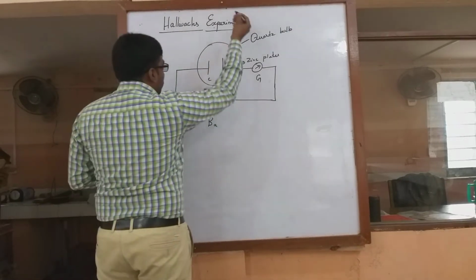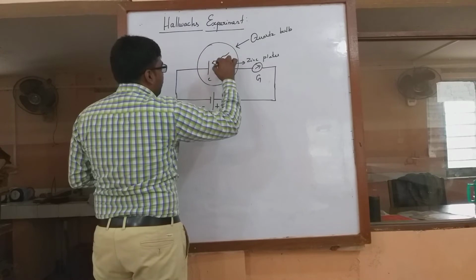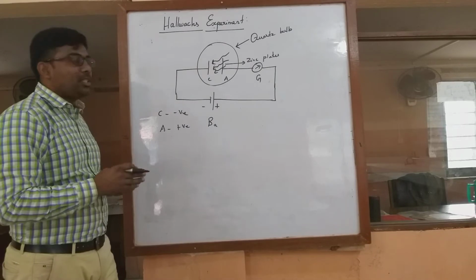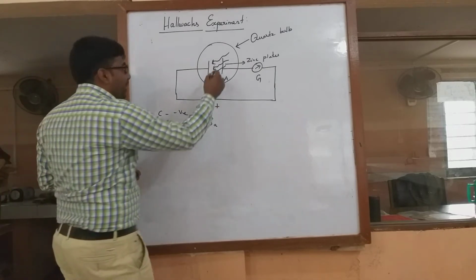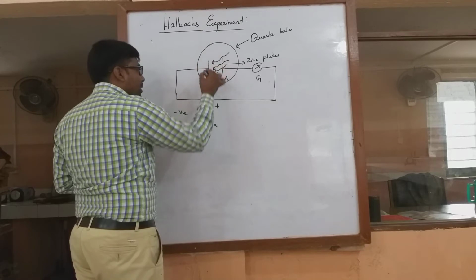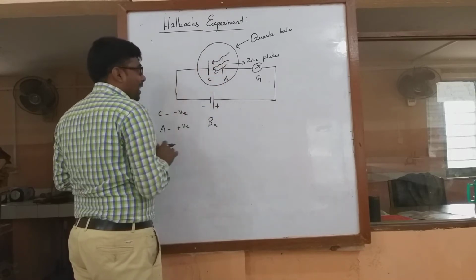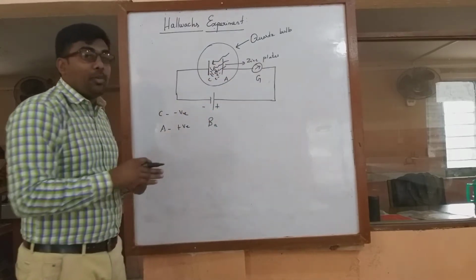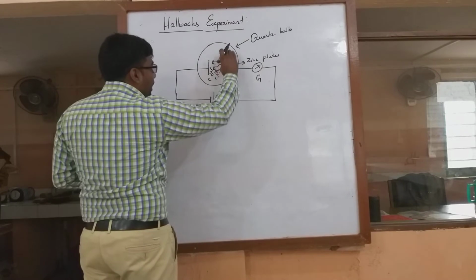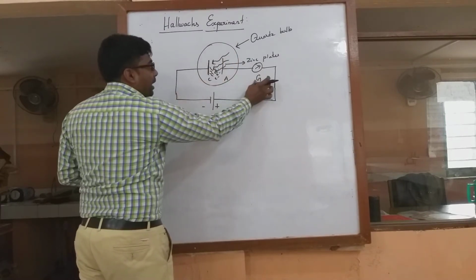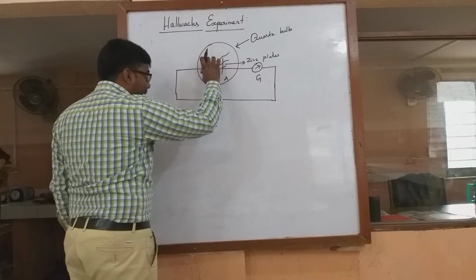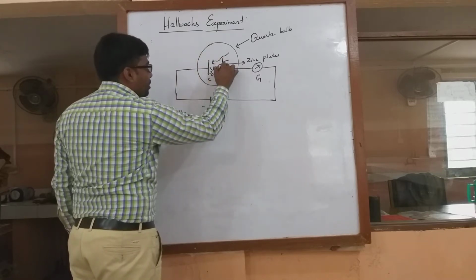Now Hallwachs sent electromagnetic radiation, such as ultraviolet radiation. When he sent ultraviolet radiation and made it fall on the zinc plate which is connected to the negative terminal, called the cathode, he found that some electrons are emitted. The proof is that when he sent the electromagnetic radiation to fall on the cathode, he saw some deflection in the galvanometer. This means that when electromagnetic radiation falls on the negatively charged cathode plate, electrons are emitted, and this is a positively charged plate.